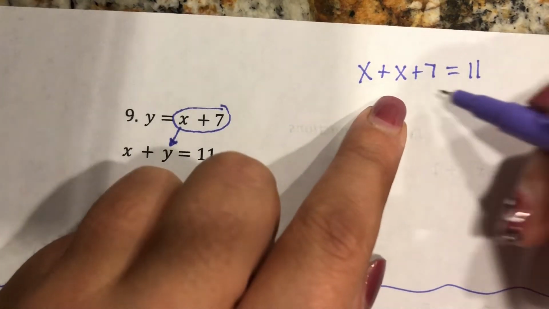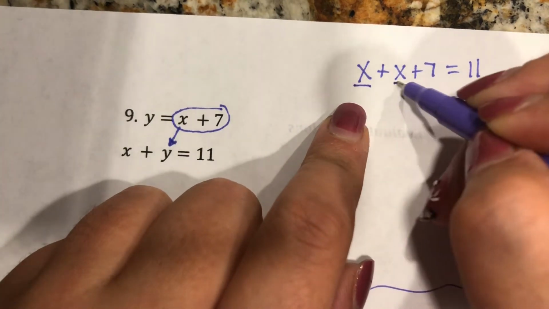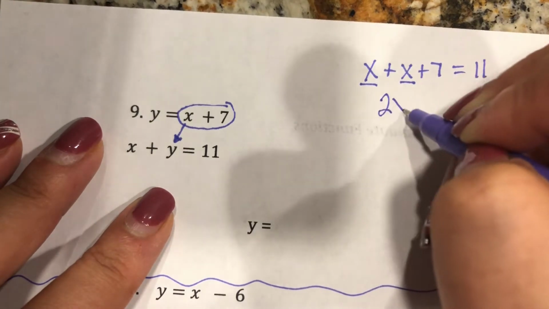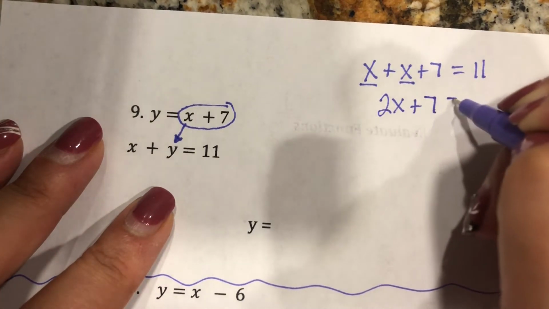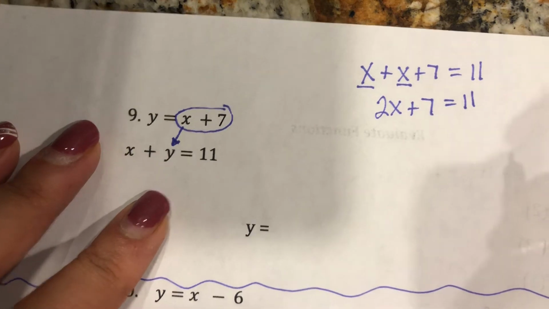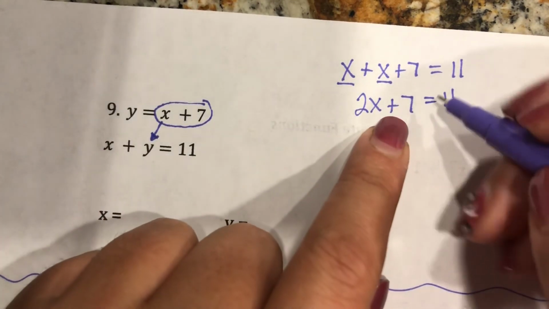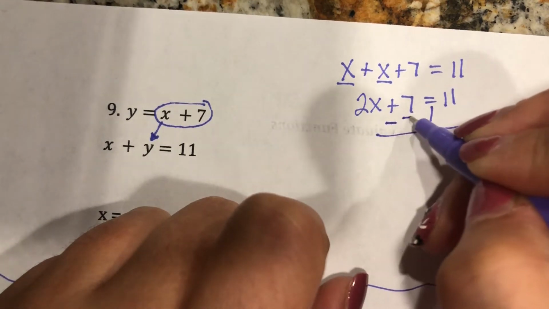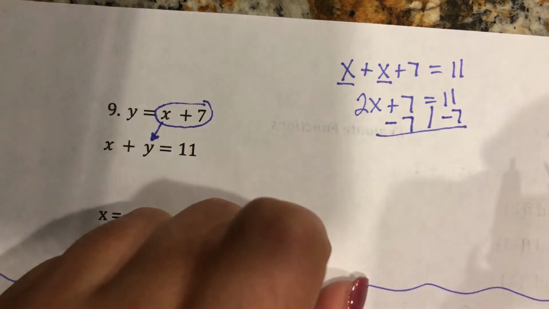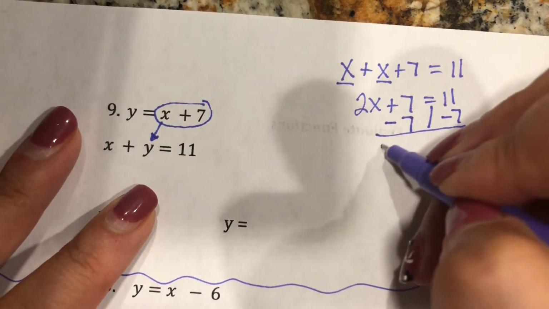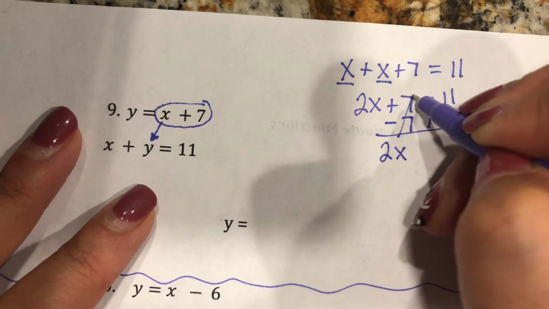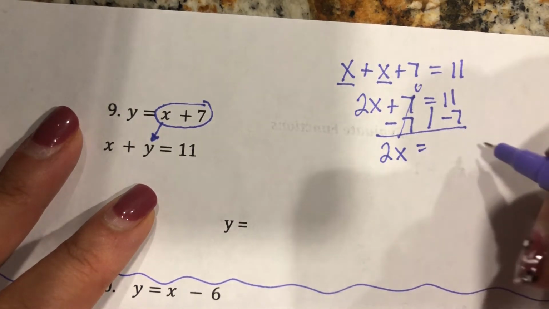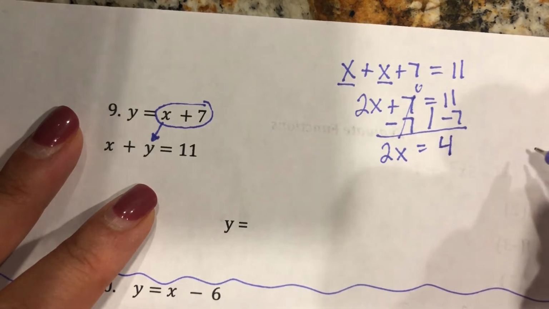From here, we can combine like terms. I have an x and I have another x. So how many x's is that? 1, 2. So that's 2x. Bring everything else down because nothing else combines. From here, you should be able to solve this. I have a positive 7, so I'm going to move that to the other side by subtracting 7 from both sides. I bring down my 2x because nothing's happening to it. 7 minus 7 is 0. 11 minus 7 is 4.